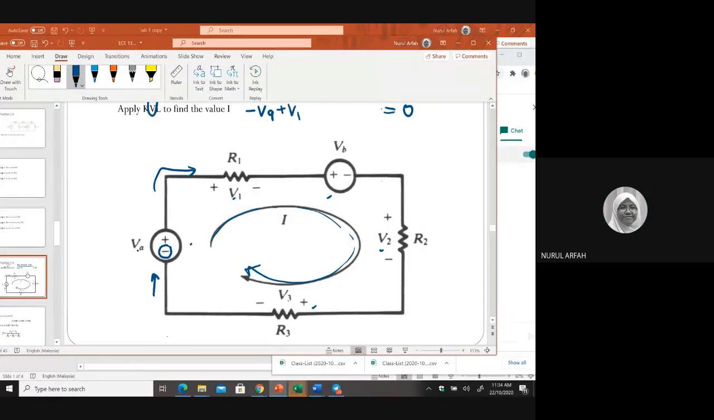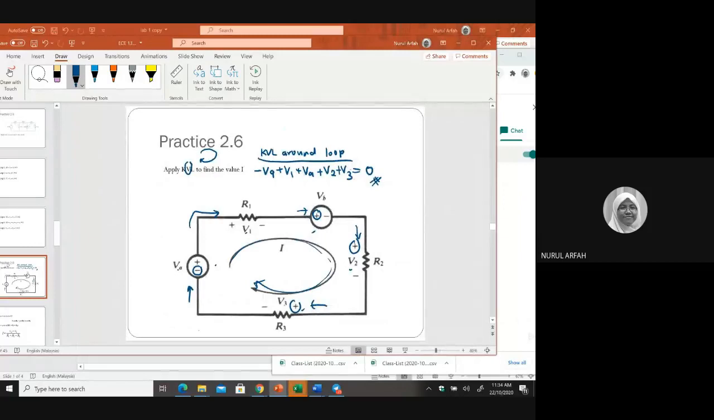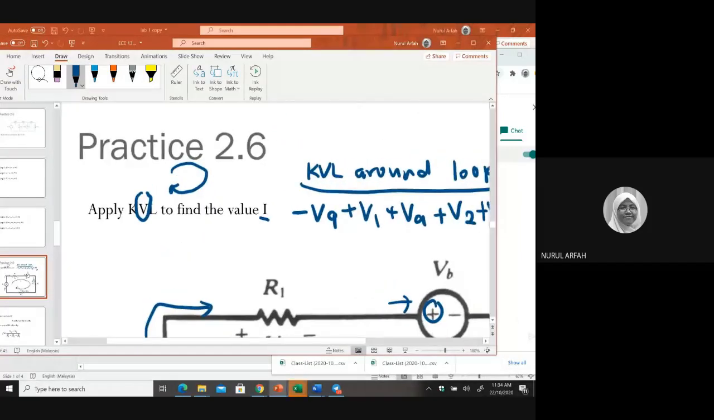Then? Plus V2. Okay. Plus V3. Yes, plus V3 equal to 0. Make sure this one equals 0, because sometimes you forget, and then the whole equation will be wrong. Okay, this one is done, but they ask you to find the current.